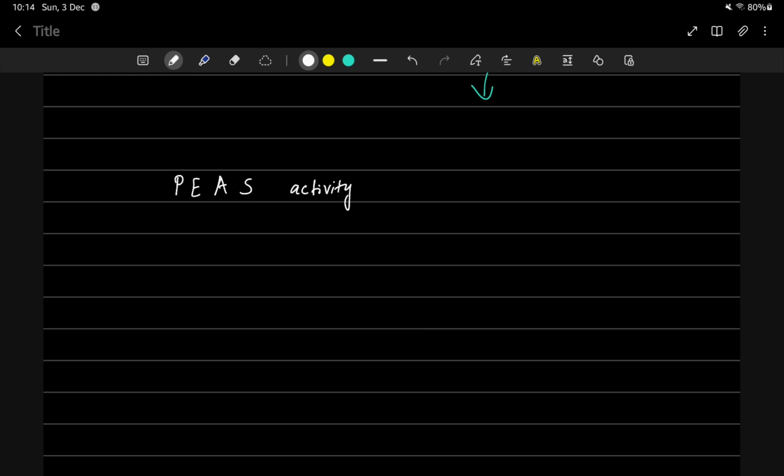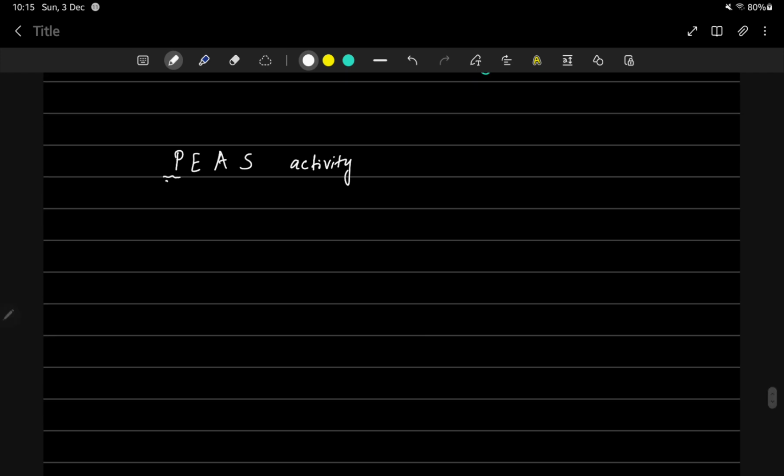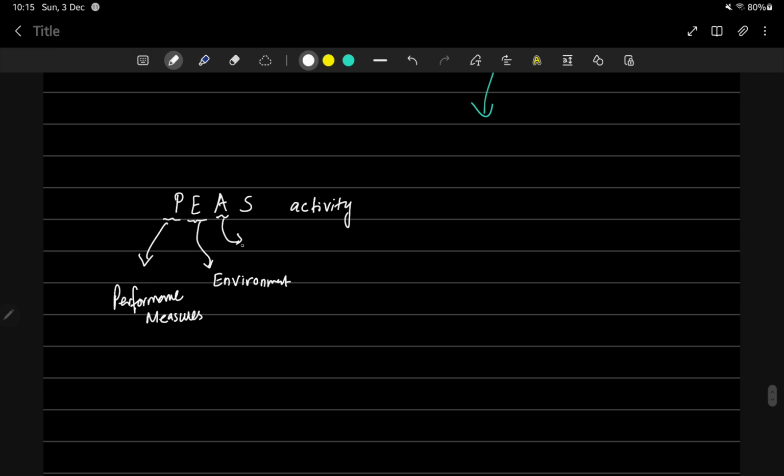So this basically stands for P stands for performance measure, and I also go into the reason why we do this. So this stands for performance measures. E stands for environment. A stands for actuators. I'll also explain what are actuators, don't worry. And then S stands for sensors.